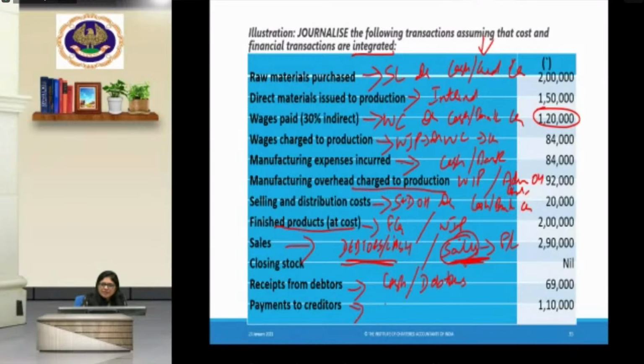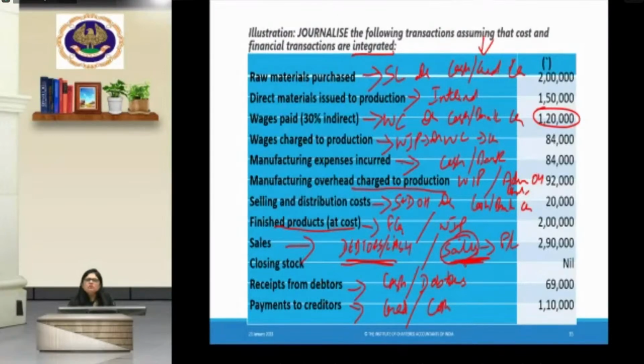Payment to creditors, again, creditors account debit to cash or bank. Clear? So this is the way basically we do the integration. So if you understood the non-integrated, so always start with non-integrated. Clear? If you start from non-integrated, integrated is comparatively simpler to understand because you just have to replace the cost ledger control account with cash or bank or creditor or debtor or whatever.